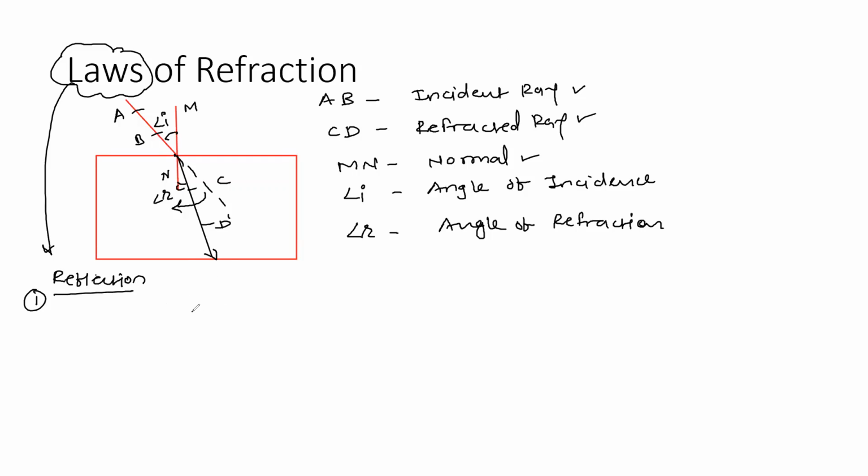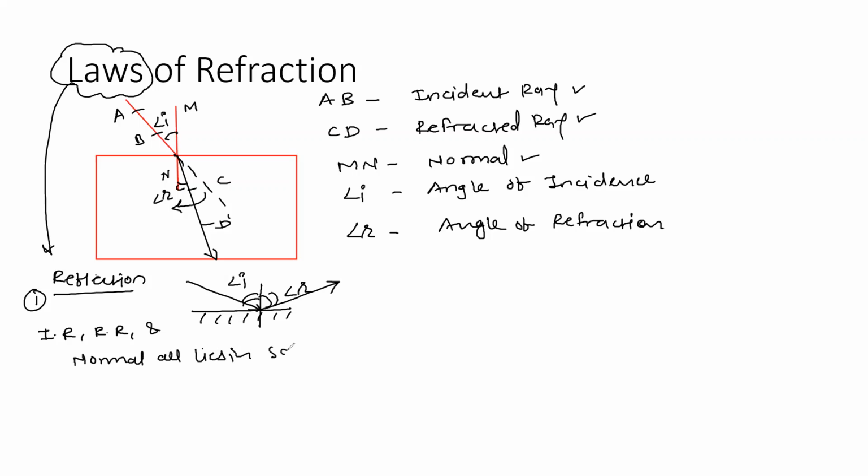What is reflection? Simply, this is a surface, this is the incident ray, and this is a reflected ray, and this is the normal. This is my angle I, this is my angle R. But in this case, they are called angle of incidence and angle of reflection. So what was the law? There are three statements. The first one is that the incident ray, reflected ray, and my normal all lie in the same plane.